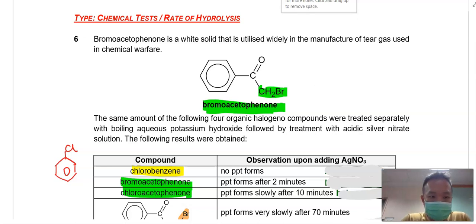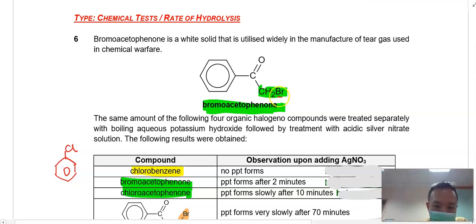Okay, moving on to question 6 of the halogen derivative tutorial. We are looking at a chemical test or rate of hydrolysis question. So we have bromoacetophenone. If you look at this compound, this Br is attached to an sp3 carbon. It's your halogenoalkane.